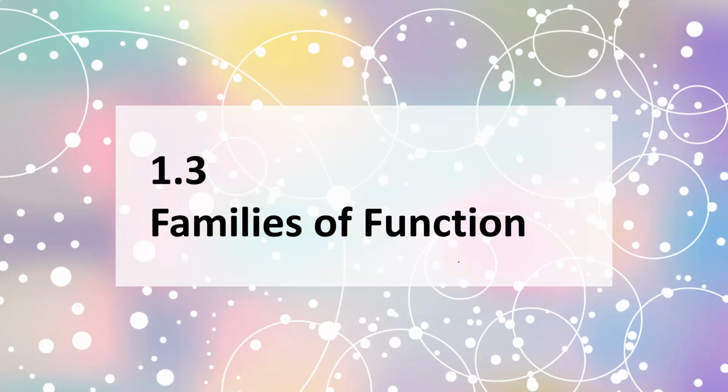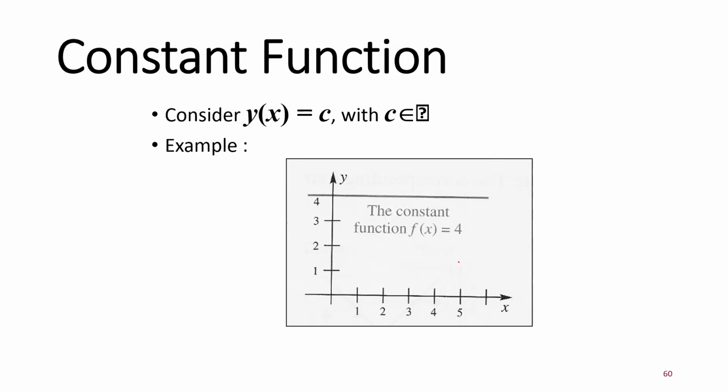So now we move on to the third subtopic, which is families of functions. So kita tengok pula keluarga untuk fungsi. So the first one is constant function. What is constant function? So you consider y(x) equal to c. c is a constant. Okay, for example, you have this graph. This is actually a constant function, this one is y equal to 4. Garis lurus ni, this straight line is actually y equal to 4. Okay, so y equal to 4, this is a constant function.